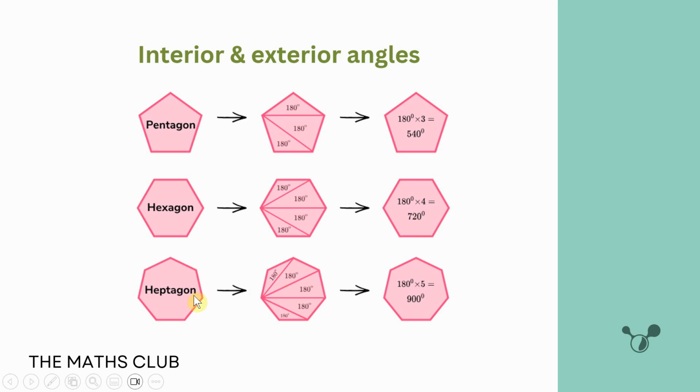And we have this heptagon. We're going to be talking shortly about what it's called if it has 3 sides, 4 sides. But just follow through, and you can see the divisions here. You can see 180 degrees times 5. The sum of interior angles here is 900 degrees.